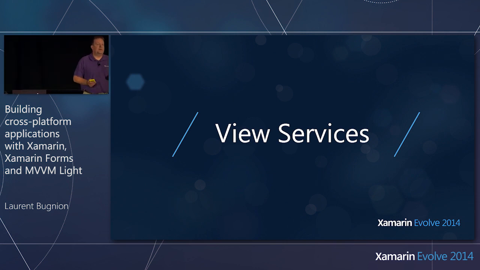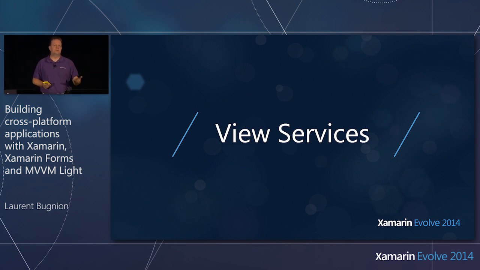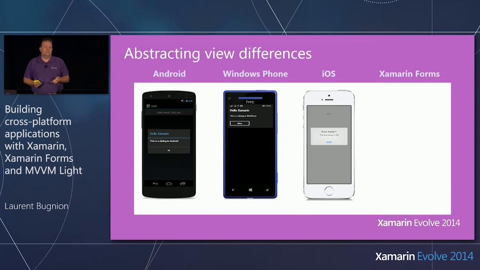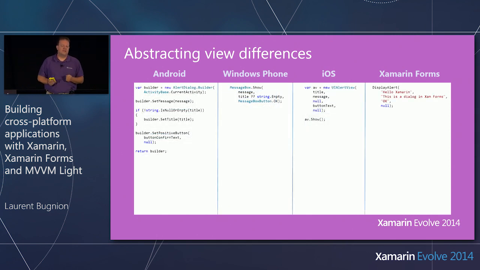When you work with cross-platforms, you have to abstract some things. And especially all the view interactions from the view model need to be abstracted. In MVVM, we say that the view model shouldn't know the view. It shouldn't know which platform it is running on. So for example, if you consider a dialog, dialogs look very similar on all three platforms. But if you consider the code which creates those dialogs, it couldn't be more different. And so, of course, this is a problem.